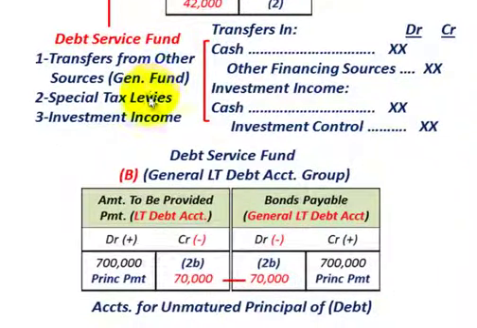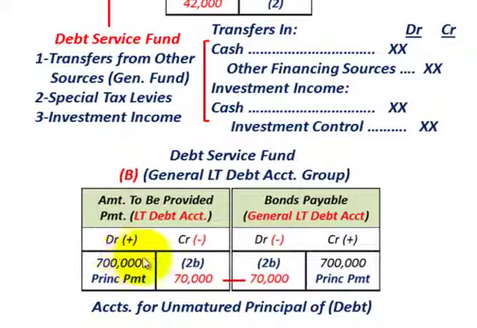And then one other thing you can't forget, when you're making those semi-annual interest payments or principal payments when we're talking about serial bonds, under your debt service fund you have to be concerned with your general long-term debt account group. This is very important. This is where you account for the unmatured principal of the debt. So looking at our first principal payment when we're dealing with our serial bonds, we had our amount to be provided for the payment.